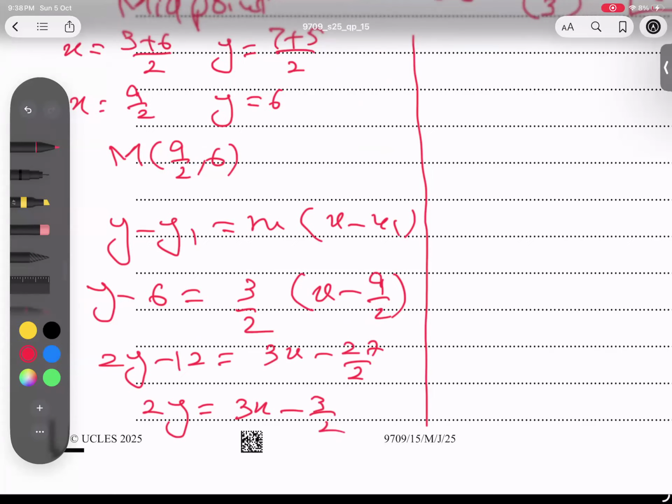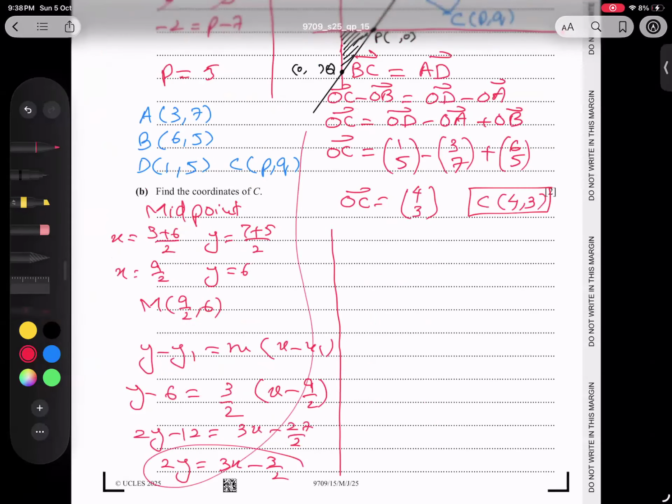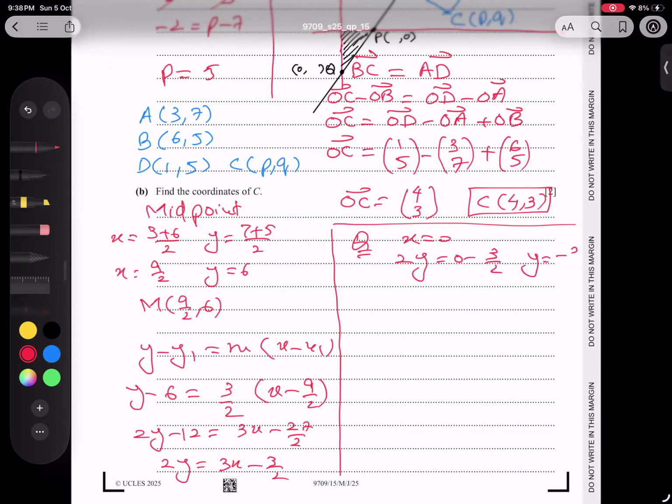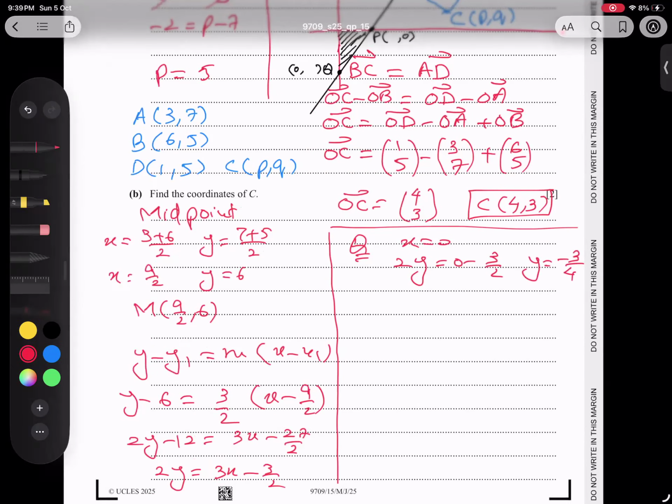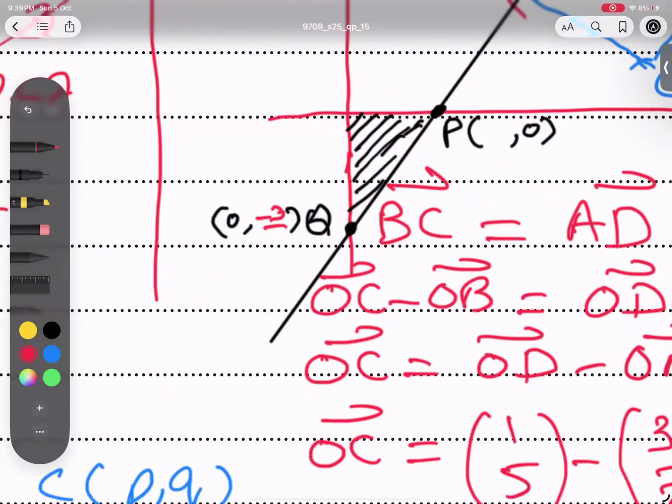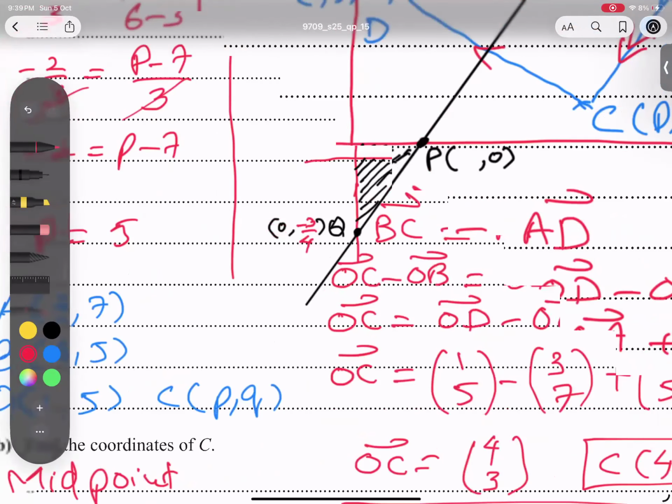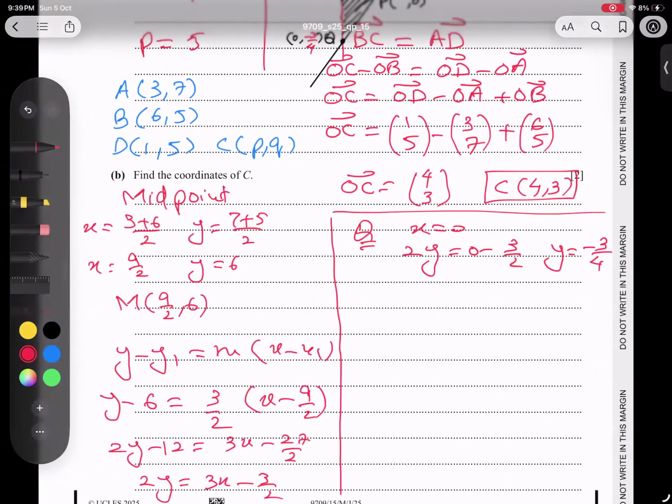So how to get it now, student? When I plug in x equals 0, I get the Q coordinates. So for the Q coordinates, I will plug in x equals 0. What do I get when x is 0 here? So 2y is equal to 0 minus 3 by 2, so the y value is negative 3 over 4. So the Q coordinate, I got it, is negative 3 over 4. So this is done. Now I can go for the P coordinates.